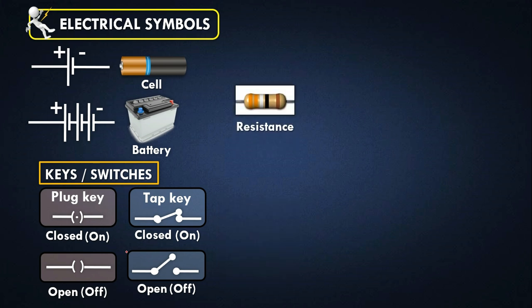Now the symbol of a resistor. The color of the resistor represents different capacities of resistance. This is the symbol of resistance. Always remember how to draw this: draw a straight line and a zigzag. You can start either from the bottom or the top, simply like this.